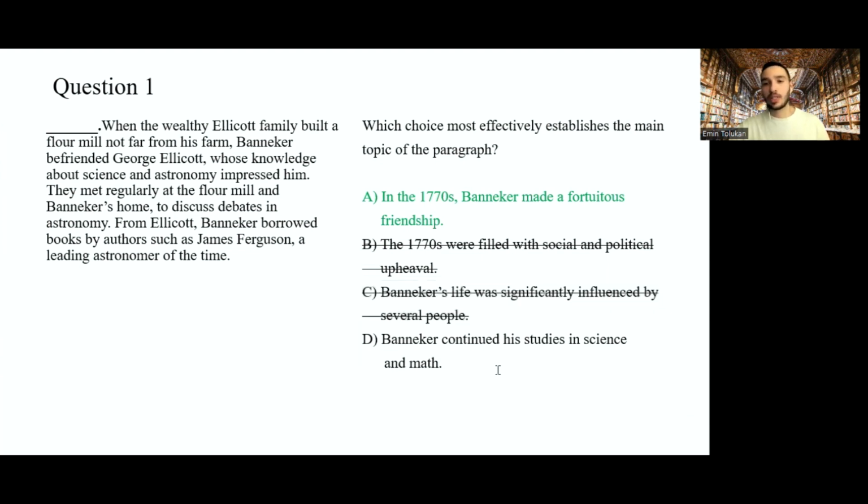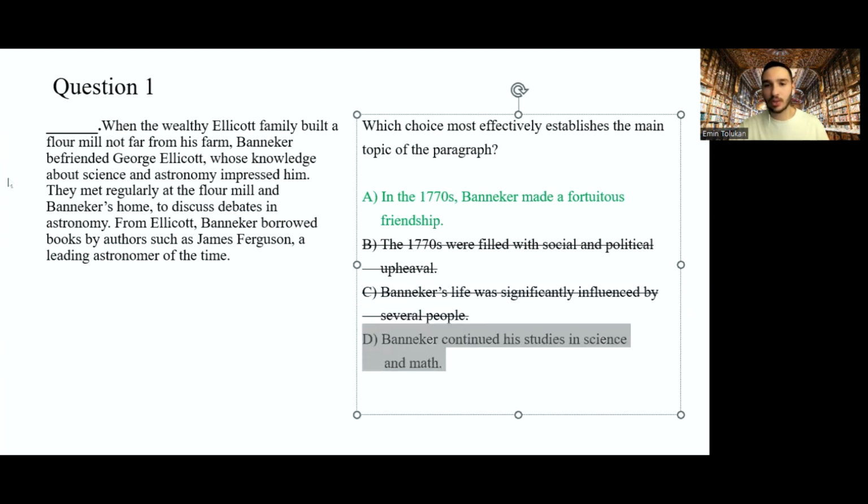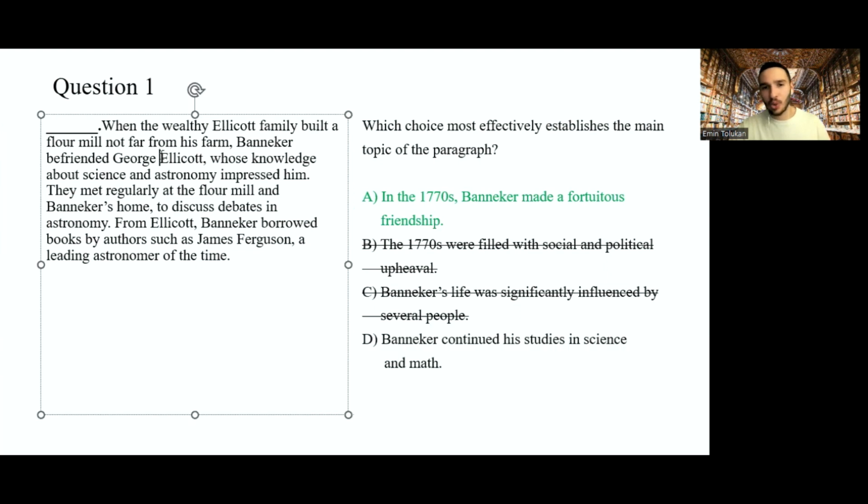D. Banneker continued his studies in science and math. Okay, Banneker is continuing to study science and math, but who is George Ellicott then? And why would they introduce Banneker in the beginning when they're talking about George Ellicott's family? That's not good because they introduce Banneker later. That means the chronology is broken, and that's very important. Chronology is the next thing that you have to understand. First, you give an idea to somebody, then you introduce somebody, then you explain about somebody.